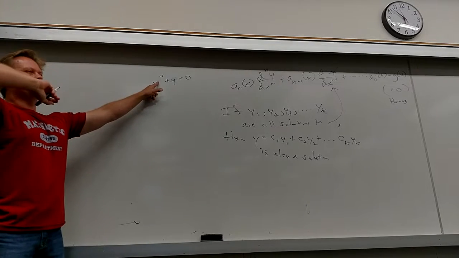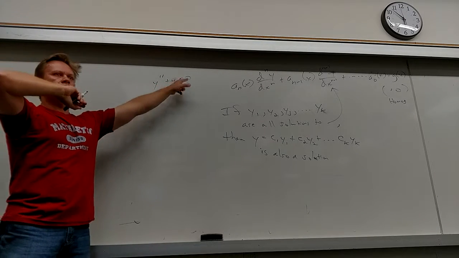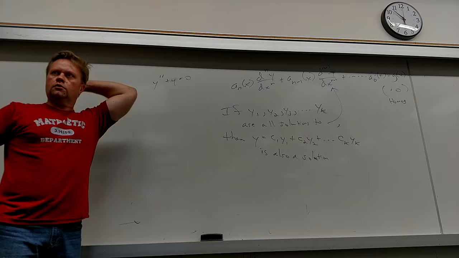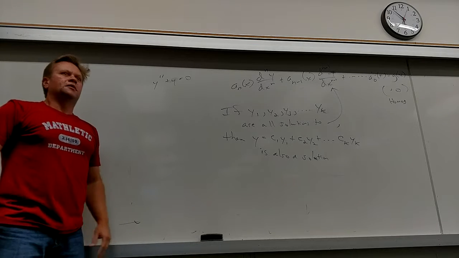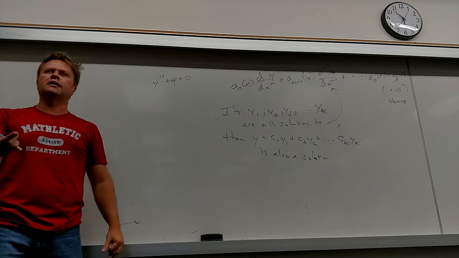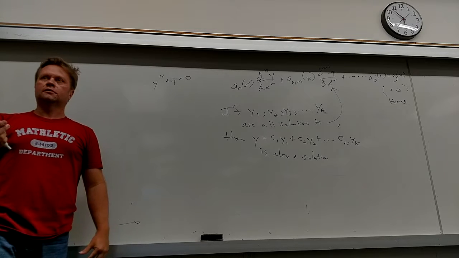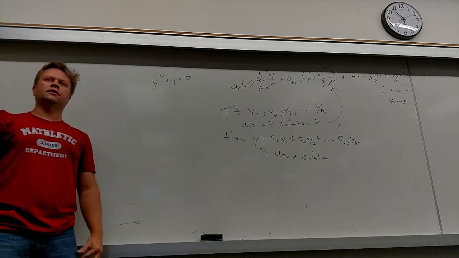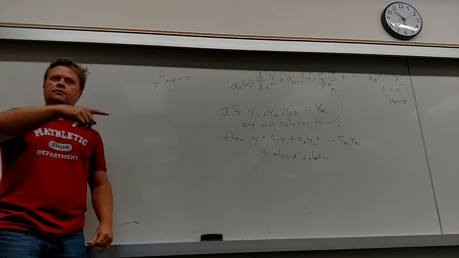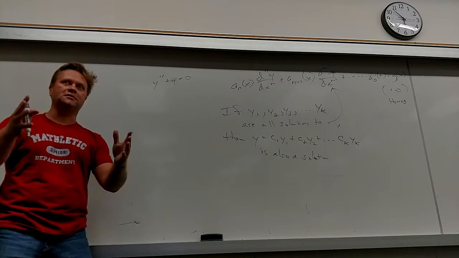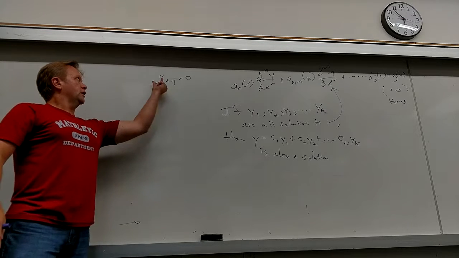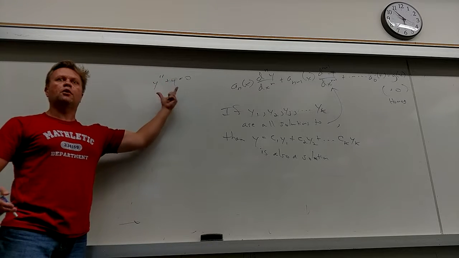So the second derivative of something plus the original thing is 0. What would that be? What's the second derivative of sine? Well, its first derivative is cosine, and then another derivative is negative sine. So sine and cosine are both the opposite sign of their second derivatives. So they both solve this.